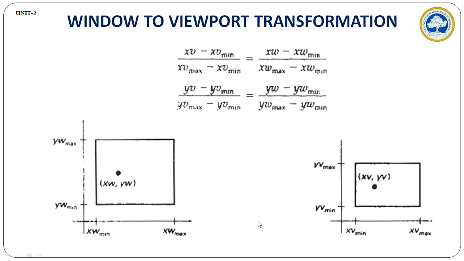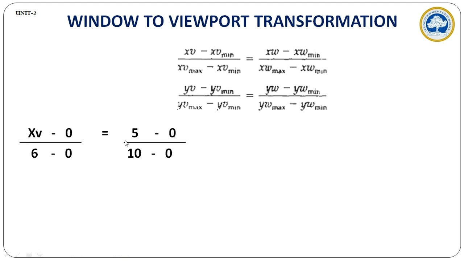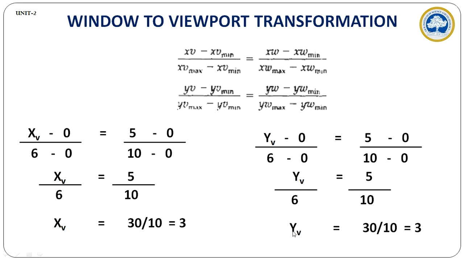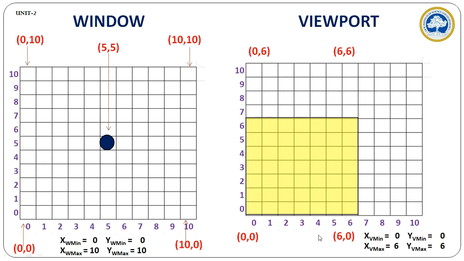Apply these values here and we get this form. After simple subtraction, we get xv divided by 6 equals 5 by 10. Then xv equals 30 divided by 10, so we get the value 3. In the same way, we apply the y coordinate value and get the y viewport value also as 3. So we found the new coordinate value that can be displayed in the viewport. That value is 3, 3. So we redraw the dot in this viewport at 3, 3.